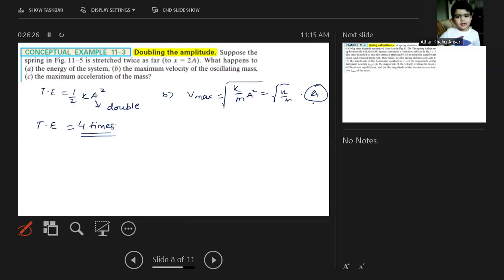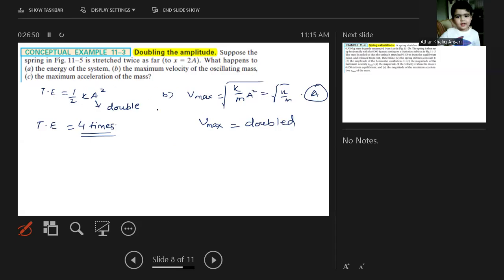So if you double, it means V max is doubled. No, it's not squared, V max will be doubled. They are just asking, you are changing the amplitude. Look here, A changes to 2, so the total answer will be multiplied by 2. For energy, A changes to 2, and the total answer is multiplied by 4 because it is 2 squared.